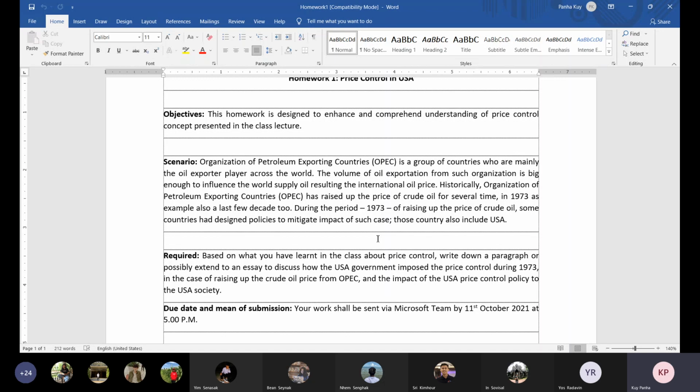There are two requirements from my side for you to look at. The first one, I want you to look at how the government imposed the price control. And the second, you may write about the impact of the U.S. price control on U.S. society. Now, the due date and the means of submission. Your work shall be sent via Microsoft Teams. I will assign it to you in Microsoft Teams by 11th of October 2021, at 5 p.m. Is that clear for the homework?